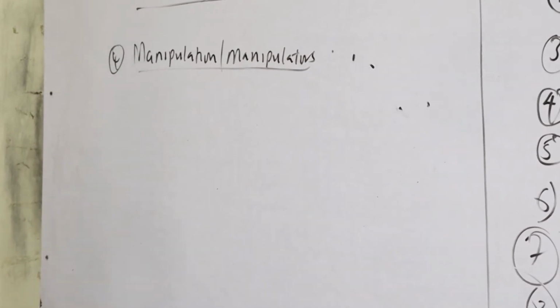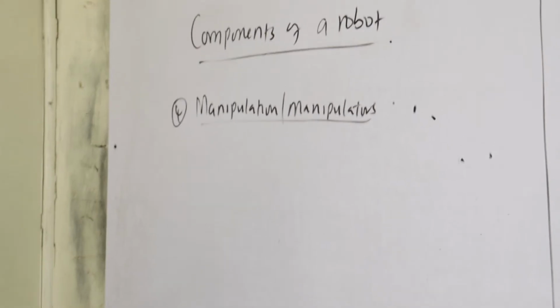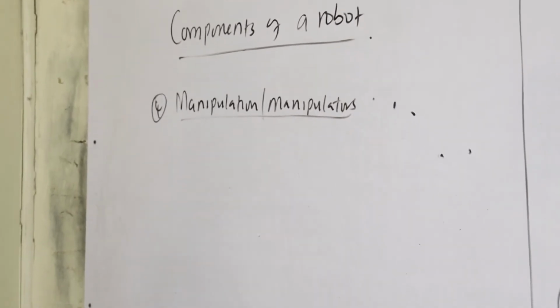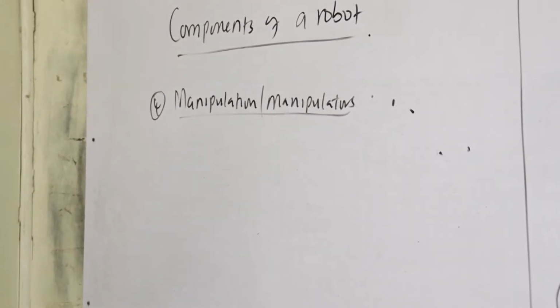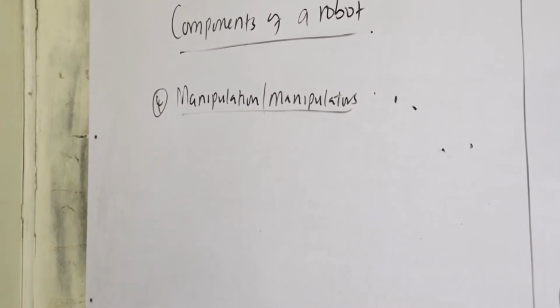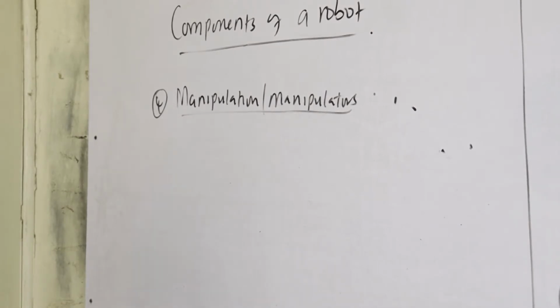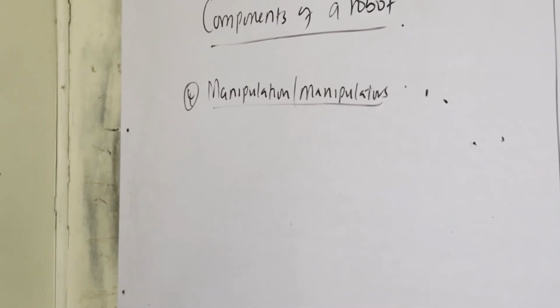When you talk about the manipulation or the manipulators, they usually consist of a series of rigid members, and these are always connected links, connected by joints. A motion of a particular joint usually causes subsequent links attached to it to move. And the motion of the joint is accomplished by the actuator mechanism.